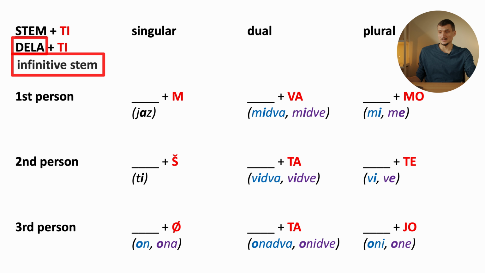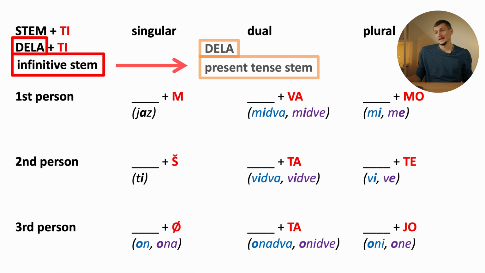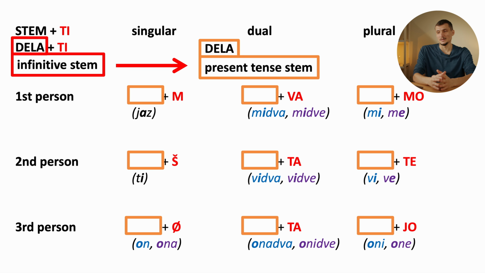So what we mean by that is this is the infinitive stem. The stem means the part that comes before the ending, and because this is the infinitive, it's dela. Now with regular verbs, the infinitive stem, we said, is the same as the present tense stem. So all of these are always the same. In the case of delati, dela stays the same. So it's delam, delash, dela, delava, delata, delata, delamo, delate, delajo.